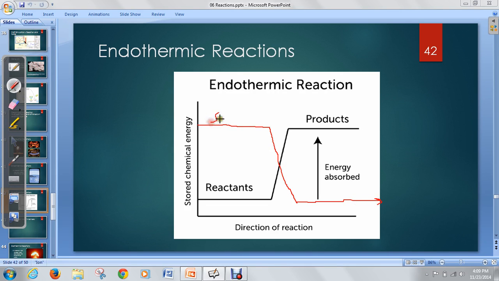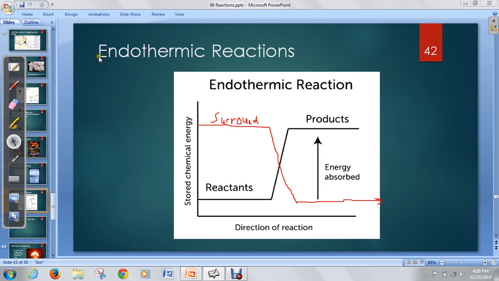So if this is the surroundings, okay, the surroundings are cooler because the substance is absorbing that heat, is storing that heat, okay. And so hopefully that makes sense. That in order for the substance to get more energy, it has to take that energy from the surroundings, which is going to make them cooler. Okay? So that is an endothermic reaction.